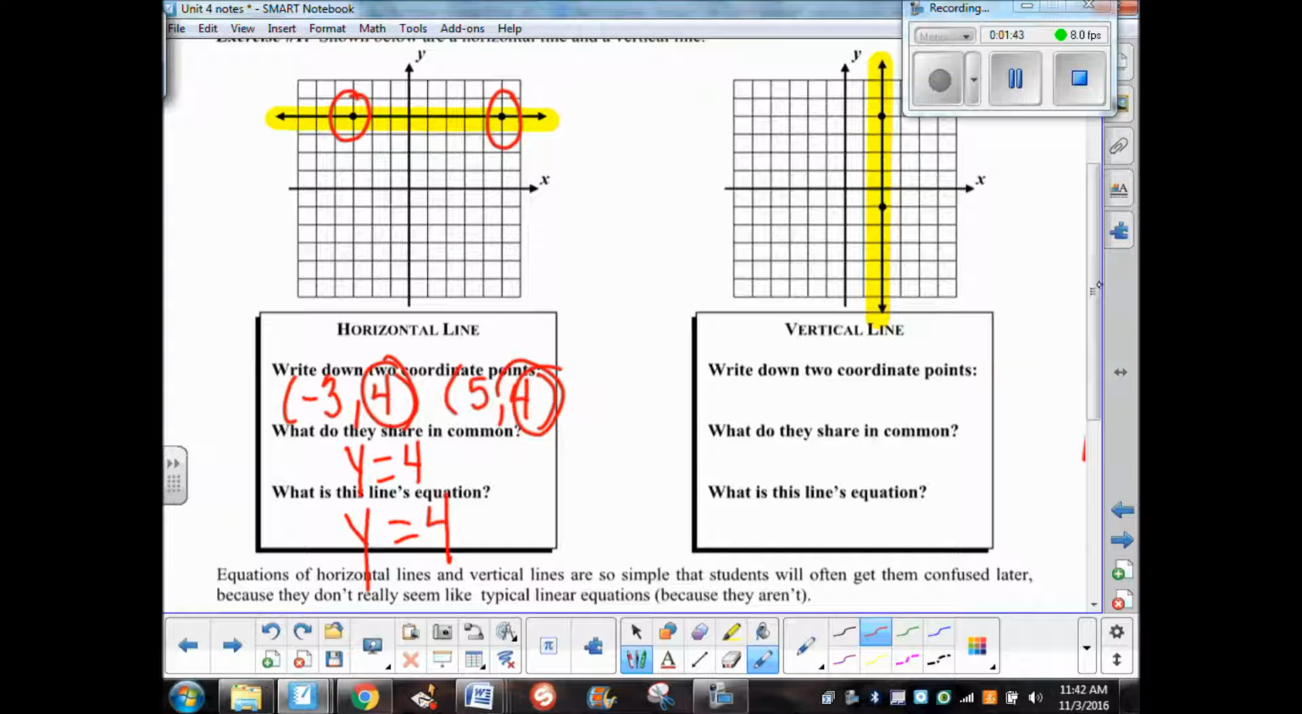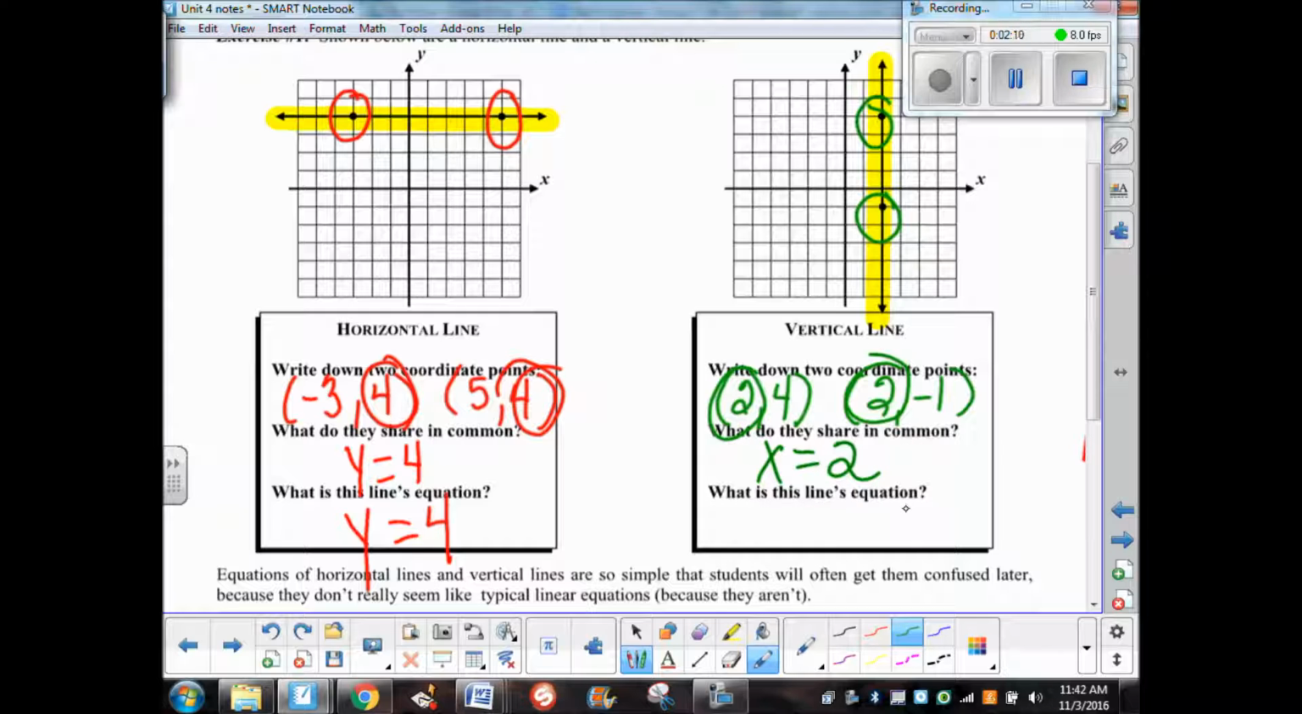The vertical line, let's do the same thing. It says write down 2 coordinates that are on that vertical line. So I'm going to circle the 2 that they have plotted for us. The first one up on top there is 2, 4, and then the second one is 2, -1. So what do they share in common? Well, they share an x value of 2. So both points have x equals 2.